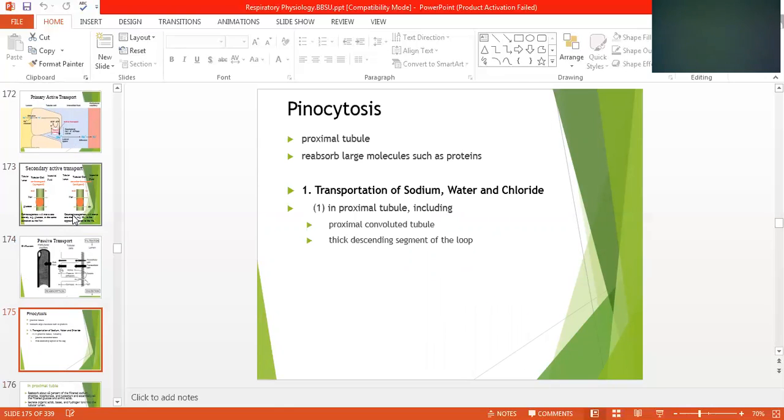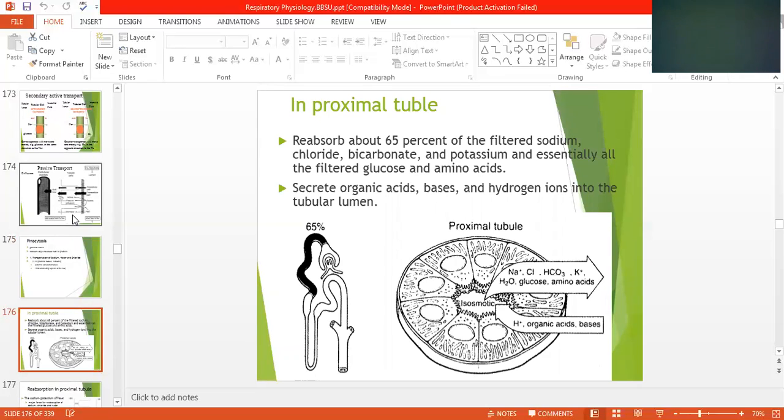Pinocytosis: the proximal tubules reabsorb large molecules such as protein, and transport sodium, water, and chloride. The proximal tubules include the proximal convoluted tubule and the thick descending segment of the loop of Henle. The proximal tubule reabsorbs about 65% of the filtered sodium, chlorine, bicarbonate, potassium, and essentially all the filtered glucose and amino acids. It secretes organic acids, bases, and hydrogen ion into the tubular lumen.